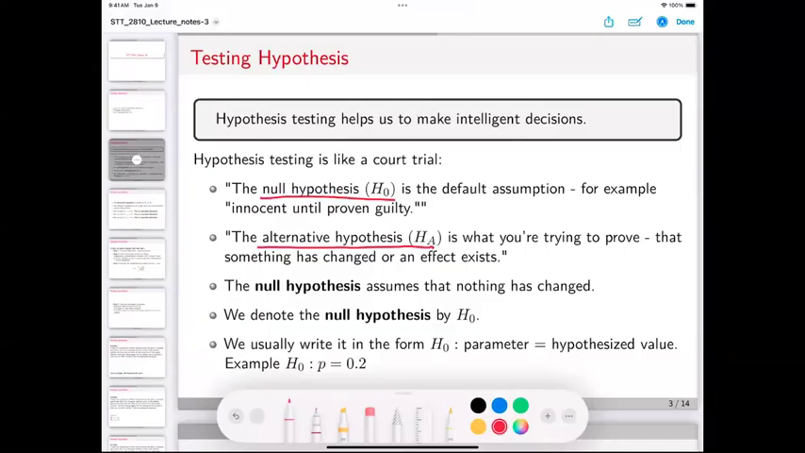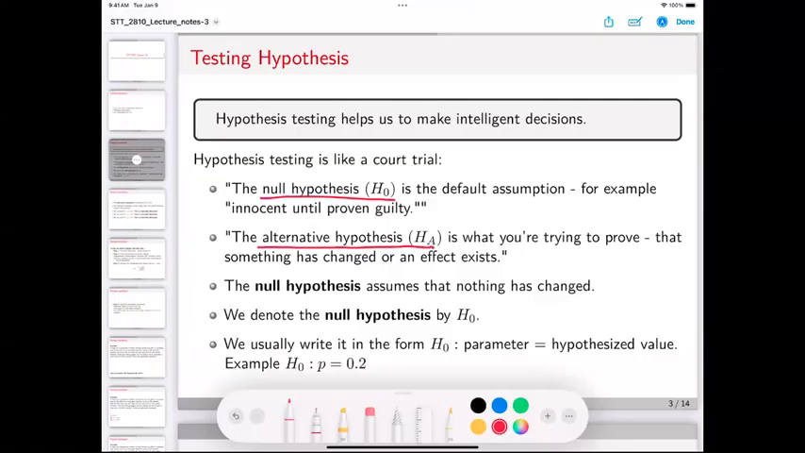So the hypothesis testing, the idea is like a court trial. For the null hypothesis, it's like you are innocent until you are proven guilty. And then the alternative is what you are trying to prove, that something has changed or there is some effect.